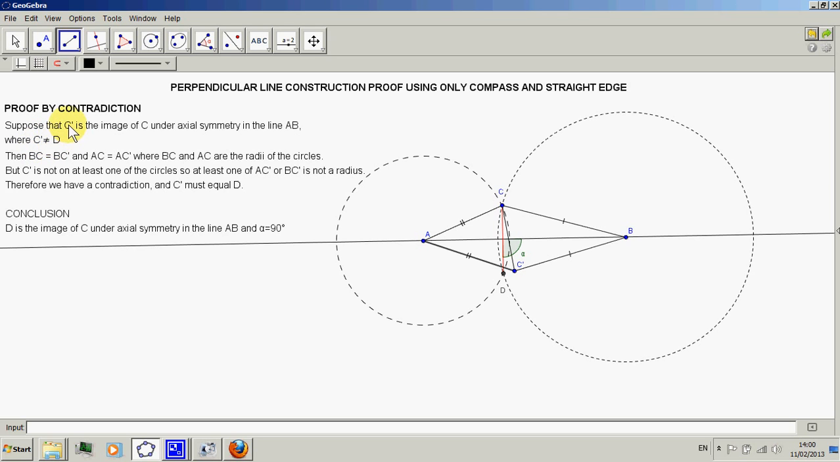So it must be false that if C prime is the image of C under axial symmetry in the line AB, then C prime is not equal to D. So if this is false, then C prime must equal D. So that means that D must be the image of C under the axial symmetry in the line AB. And by the definition of axial symmetry, we know that the angle between this line and the line AB must be 90 degrees. So alpha must be 90 degrees.